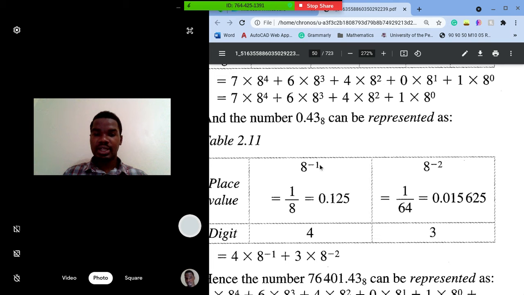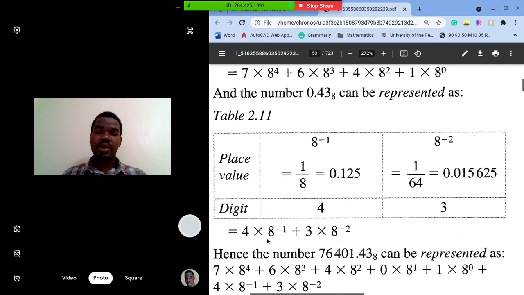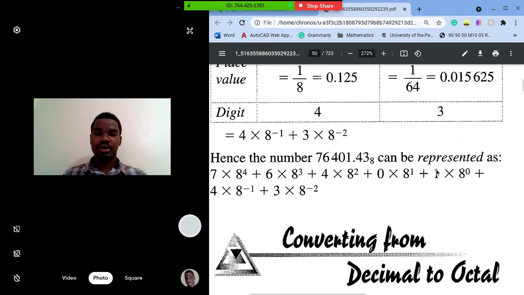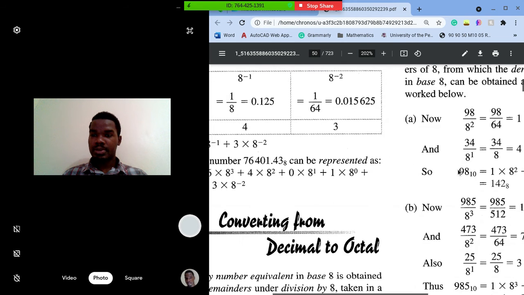Let's look at the first column, -1. 8 to the -1 is the same thing as 1 divided by 8. 8 to the -2 is 1 divided by 8 squared. 8 to the -3 is 1 divided by 8 cubed. Once you know those values, this is what you really have: 4 times 8 to the -1, and 3 times 8 to the -2. We're going to quickly go through how you would convert it in a moment, but let me just continue here.